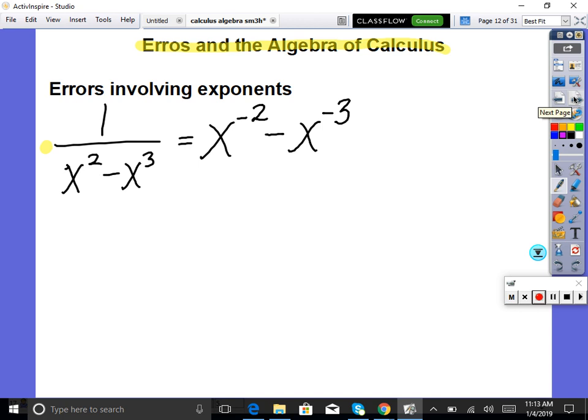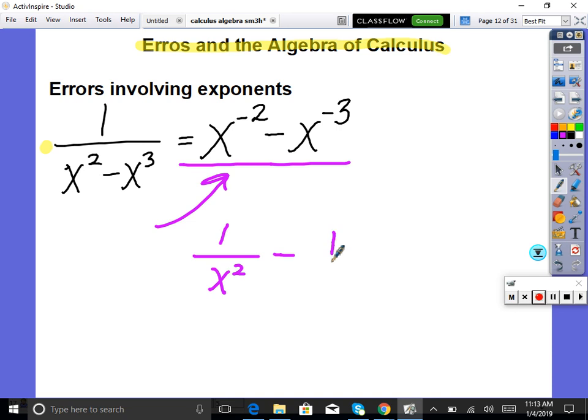All right, next thing is, this is huge. We just saw this. If we have this, we can't just flip that down, flip that down. We just saw that you cannot do that, everybody, right? Very important. So instead, if you saw this, you would have to rewrite it as 1 over x squared minus 1 over x cubed. And then to put it together, you would need a common denominator. Make sense?